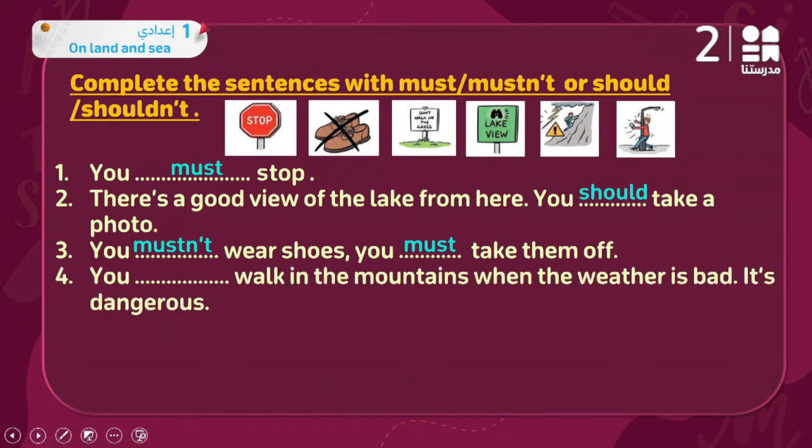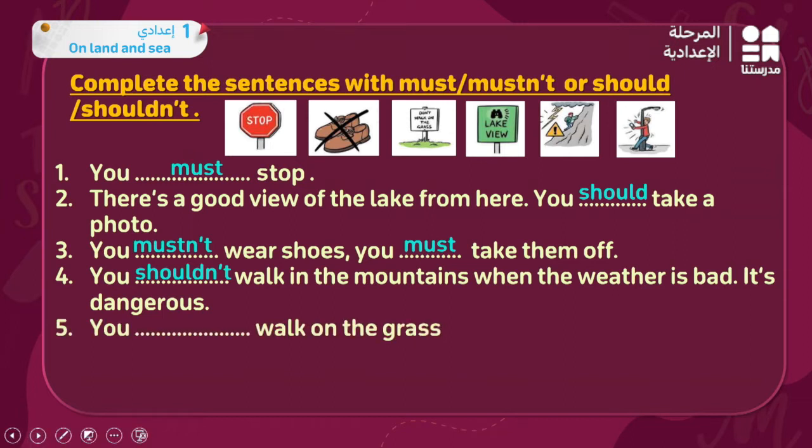Number 4, you blank walk in the mountains when the weather is bad. It's dangerous. It's your choice, but it's dangerous to walk. So you shouldn't walk in the mountains when the weather is bad. Next, you blank walk on the grass. Look at the sign or the picture in front. Don't walk on the grass. It's an order. Excellent. You mustn't walk on the grass.